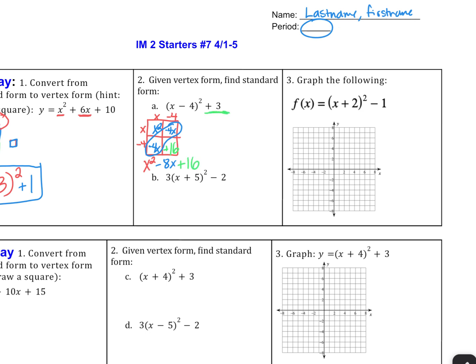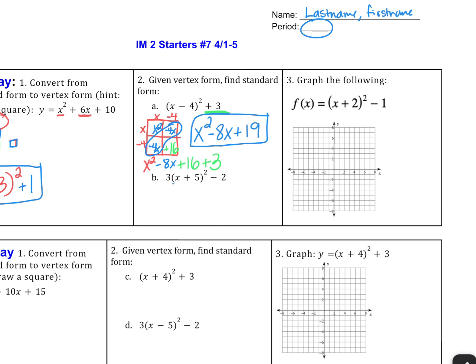But don't forget this up here, that plus 3. So what's 16 plus 3? 19. So now let's rewrite this. So we have x squared minus 8x plus 19. And we're done. So if you want to get a little ahead, you can move on. But if you want to see how I do letter B, this is how I would do this.